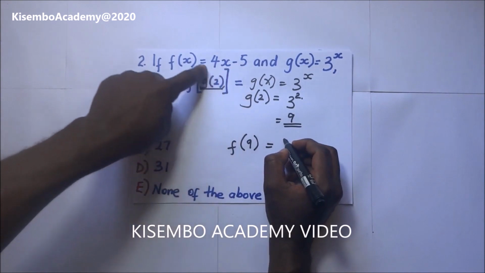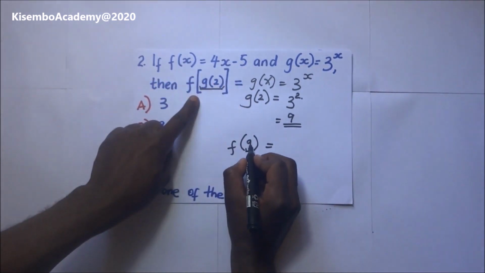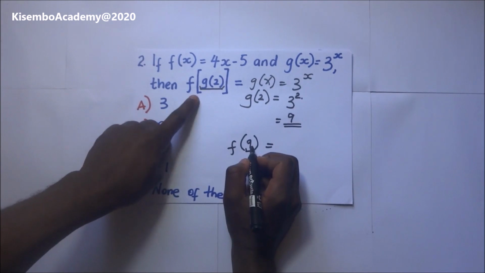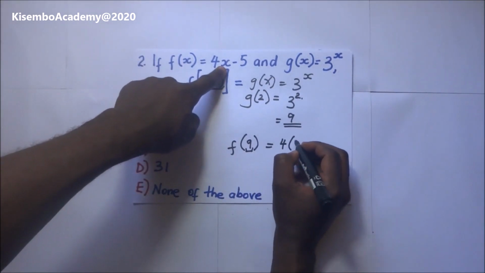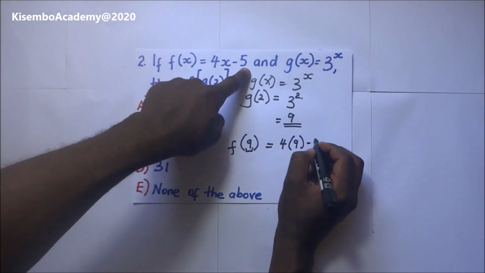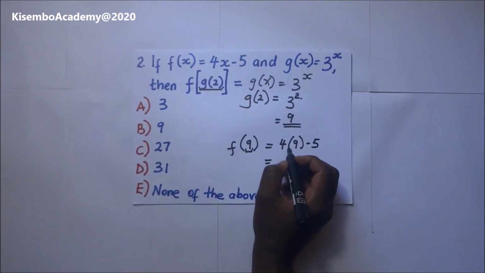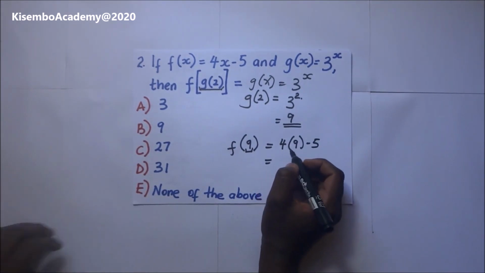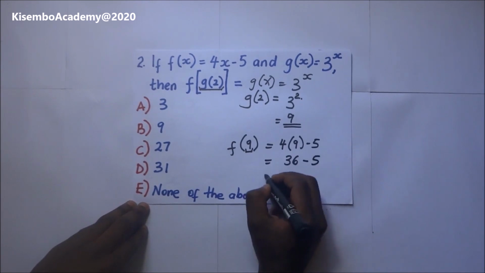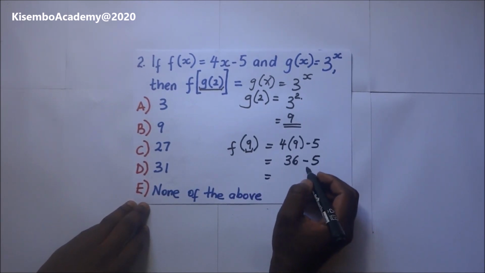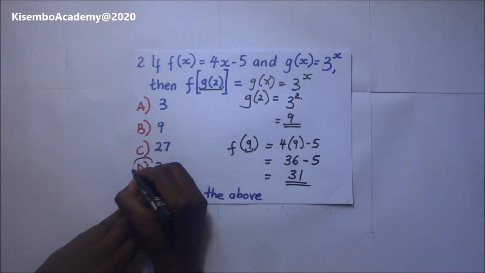So it means that if f of x is 4x minus 5, then for f of 9, in the place of x there is a 9, so where there is x we put 9. It's going to become 4 times 9 minus 5. 4 times 9 is 36, so it's 36 minus 5, which gives us 31. So the answer is D.